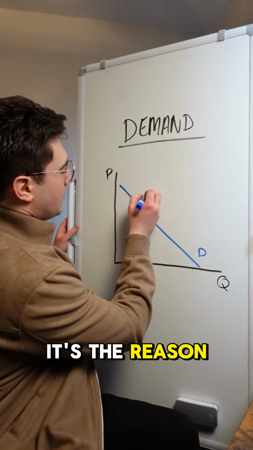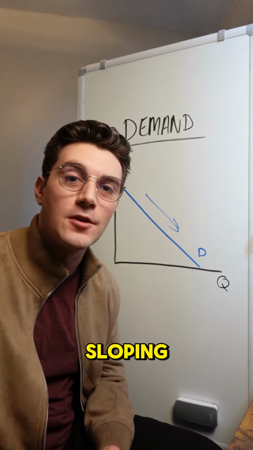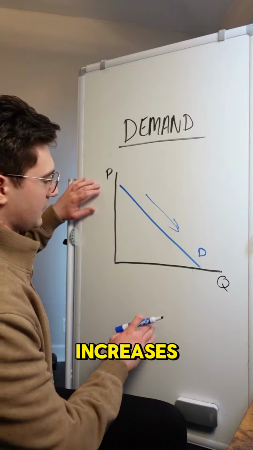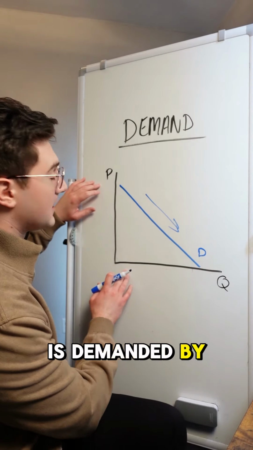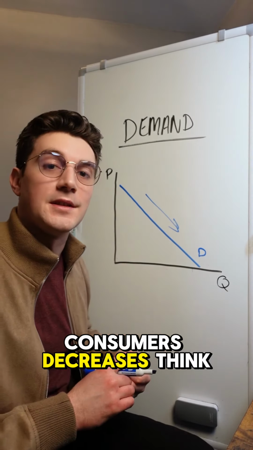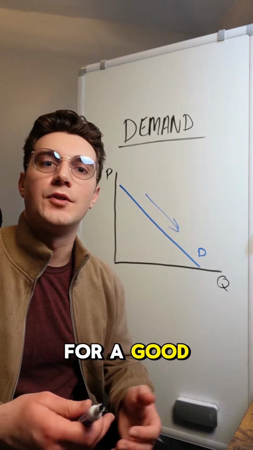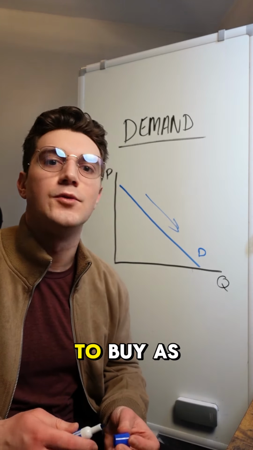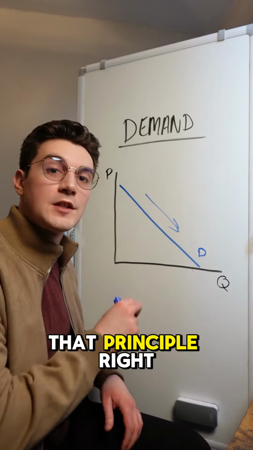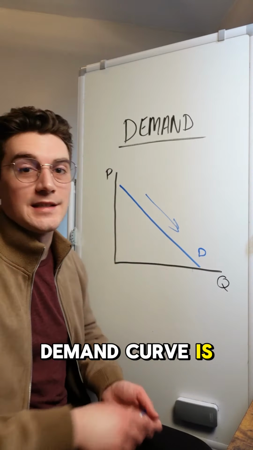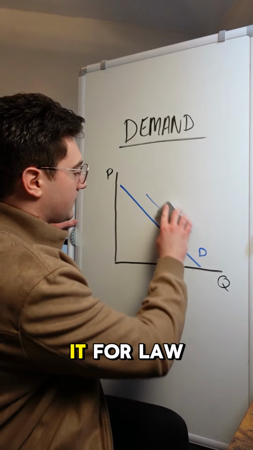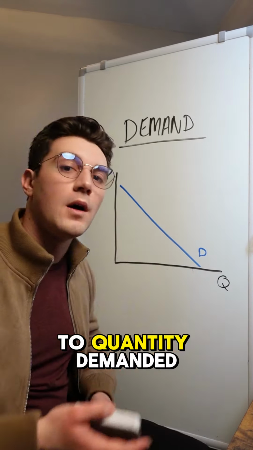Okay, first up, law of demand is super simple. It's the reason why the demand curve is downward sloping, because as price increases, the quantity that is demanded by the market, consumers, decreases. Think about it. If prices for a good increase, you're less inclined to buy as much of it. So that principle right there is why the demand curve is downward sloping. All right, that's like literally it for law of demand. Let's move on to quantity demanded.